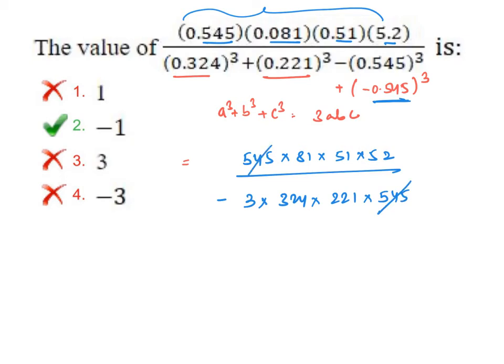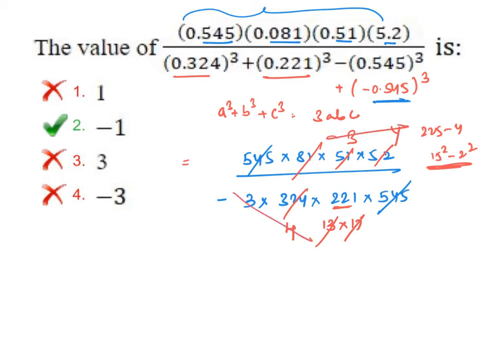545 anyway cancel. Now, see here, 221 is 225 minus 4, which is 15 square minus 2 square, 15 minus 2 is 13, 15 plus 2 is 17. 81 4s are 324, 17 1s are 17, 13 1s are 13. Now, 3 4 also cancel. You are simply left with minus 1. All it takes is just calculation. So, do it in your own way so that you can get it easily.